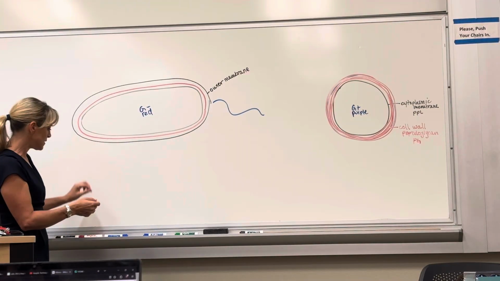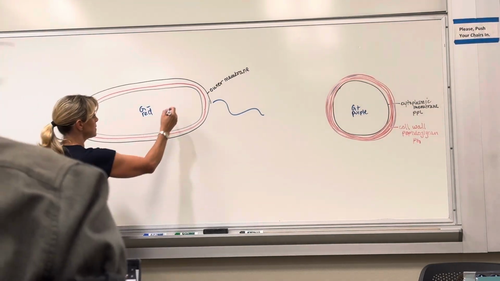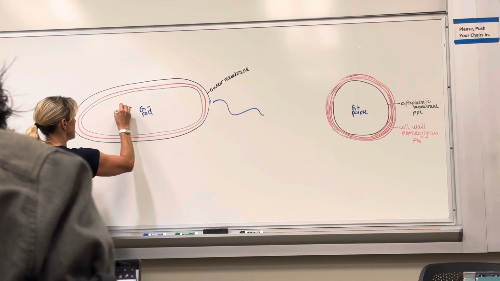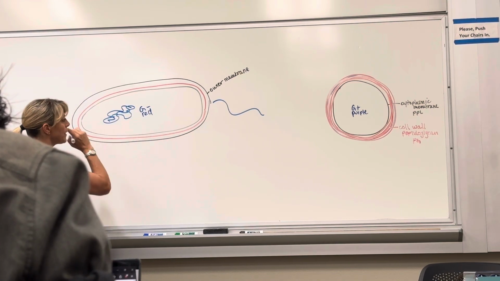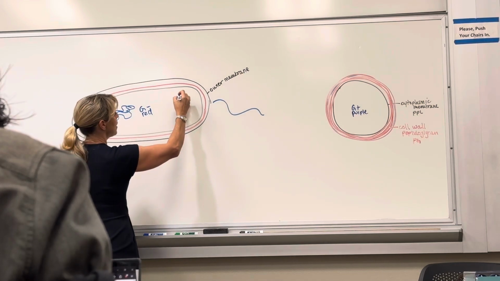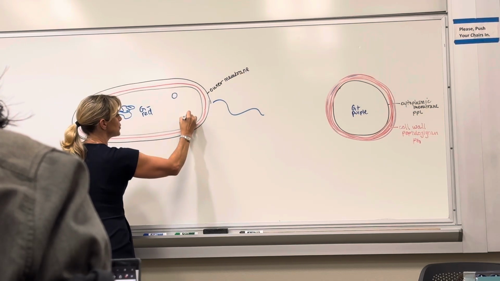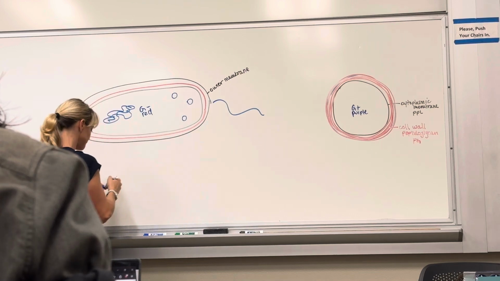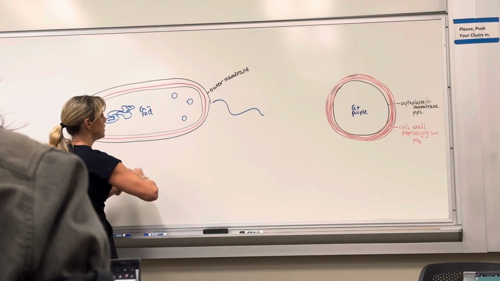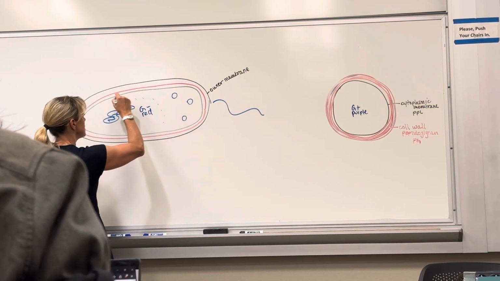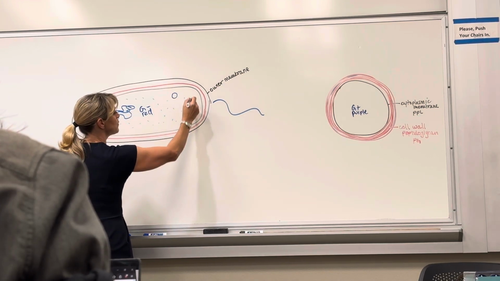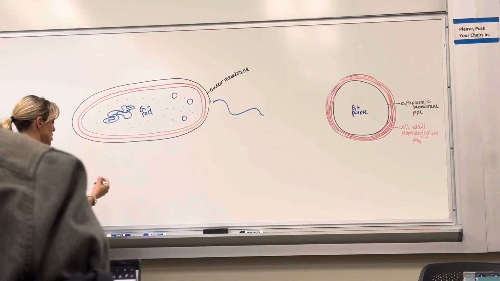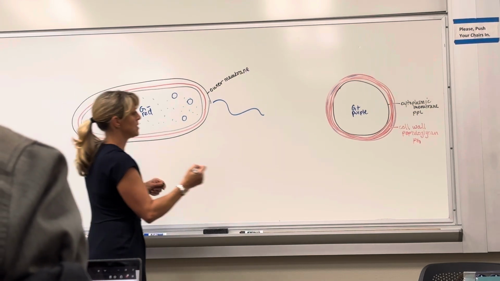Don't forget, inside there's the nucleoid. There's an area of DNA that's called a nucleoid. There are plasmids, these circular DNA pieces. There are ribosomes that make proteins. We haven't really talked about what plasmids do yet. We'll talk about that later on in the semester.